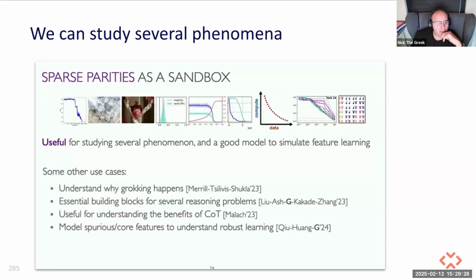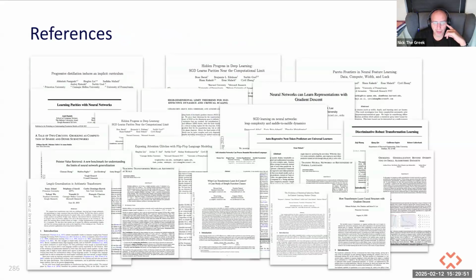Some other use cases are to understand why grokking happens, essential building blocks for several reasoning problems, useful for understanding the benefits of chain of thought, and modeling spurious core features to understand robust learning. I have to say this tutorial didn't have a good referencing system, so it took me a lot of time to find all these references. But I think it's worth digging into them. Again, I kind of scratched the surface here. It looked very interesting. I encourage people to study more about that.